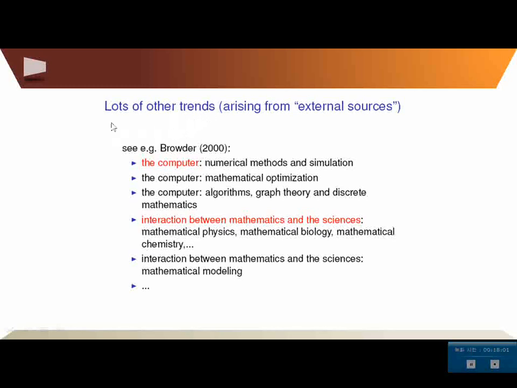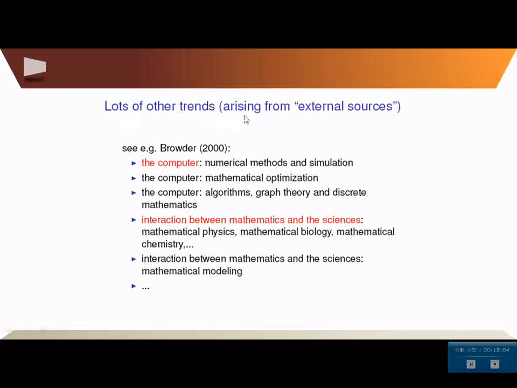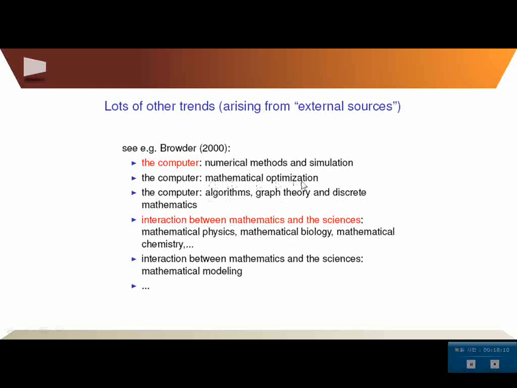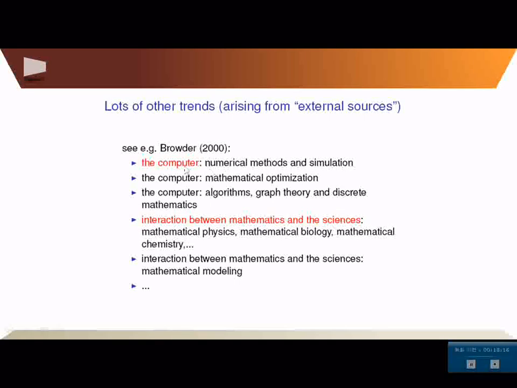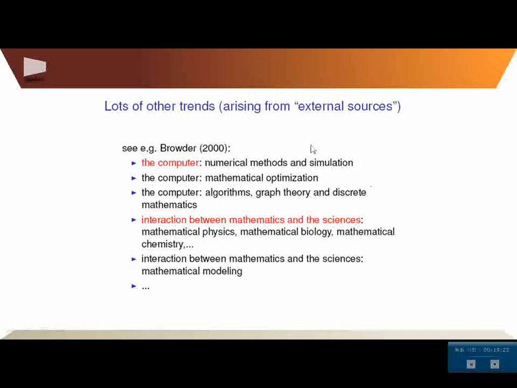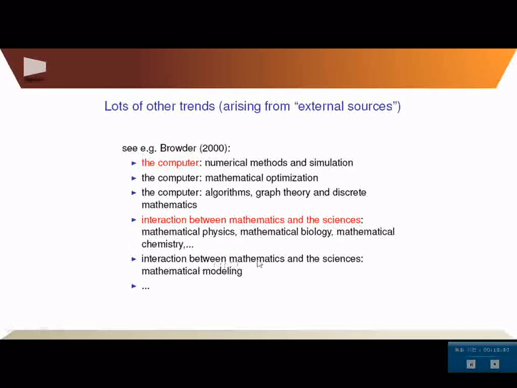Okay. Then the next, there are lots of other trends in computing: numerical methods and simulation, mathematical optimization, algorithms and graph theory, and discrete mathematics. And these computers have helped to make a new way of dealing with this subject, to go further. And the interaction between mathematics and science, like mathematical physics, mathematical biology, and mathematical chemistry, has been a new trend recently. And interaction between mathematics and the sciences, like mathematical modeling.